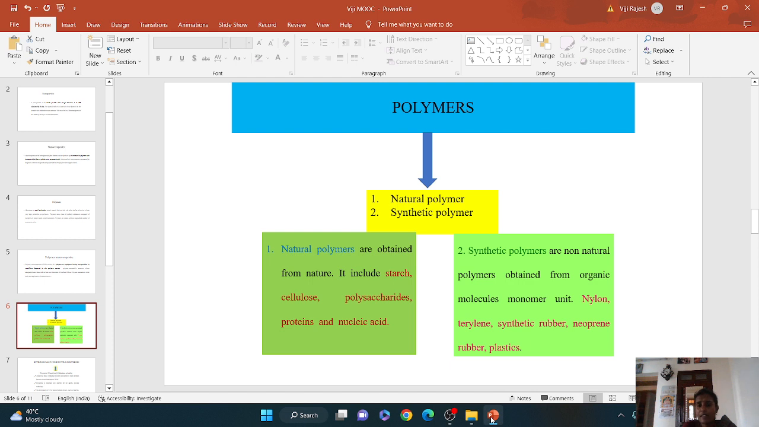Generally, polymers are divided into two categories. One is natural polymer, another is synthetic polymer. The best known natural polymers are obtained from nature. They include starch, cellulose, polysaccharides, proteins and nucleic acids. Synthetic polymers are generated polymers, which do not occur in a natural way. These polymers are synthesized, so they are called synthetic polymers. Examples of synthetic polymers are nylon, terylene, synthetic rubber, neoprene rubber and plastic.